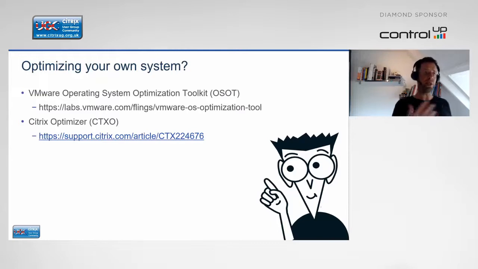Now, if you want to be optimizing your own system, there's a few quick things that you can do. There's the VMware Operating System Optimization Tool, OSOT. There's the Citrix Optimizer. There's a bunch more.